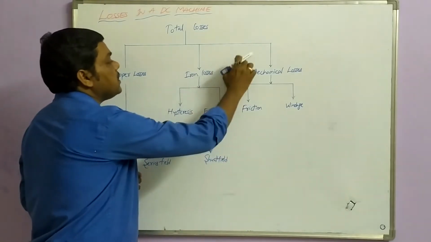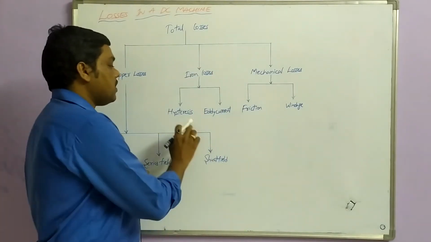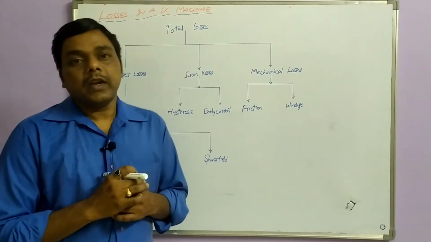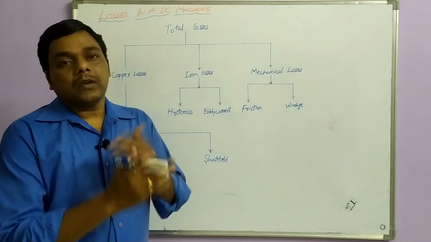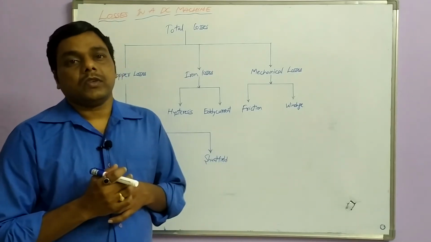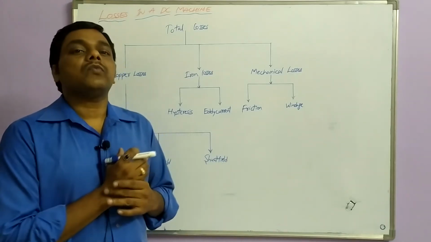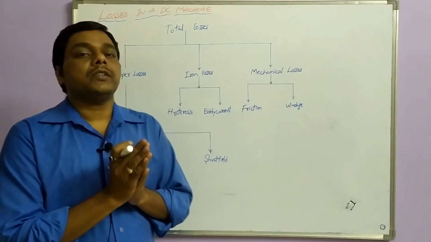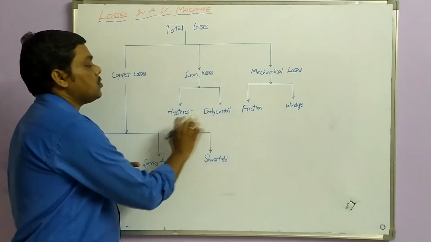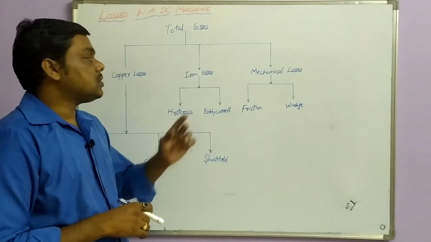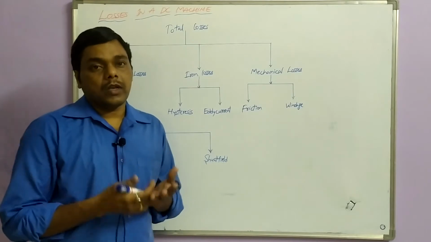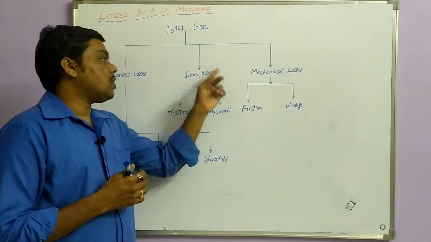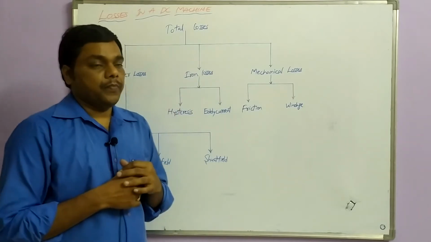And the second one is iron losses. Iron losses depend upon the material and upon the reversal of magnetic flux, the behavior of magnetic flux, and also the construction like laminations. Again we have two types of iron losses. This is also called core losses. These losses occur in the core, that's why they are also called core losses.